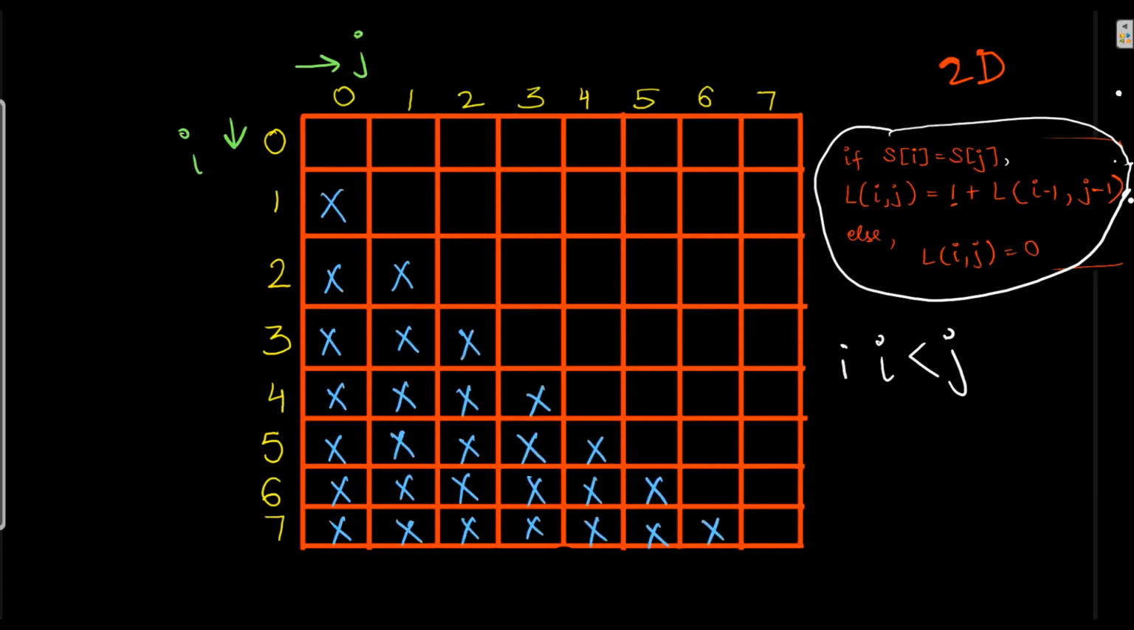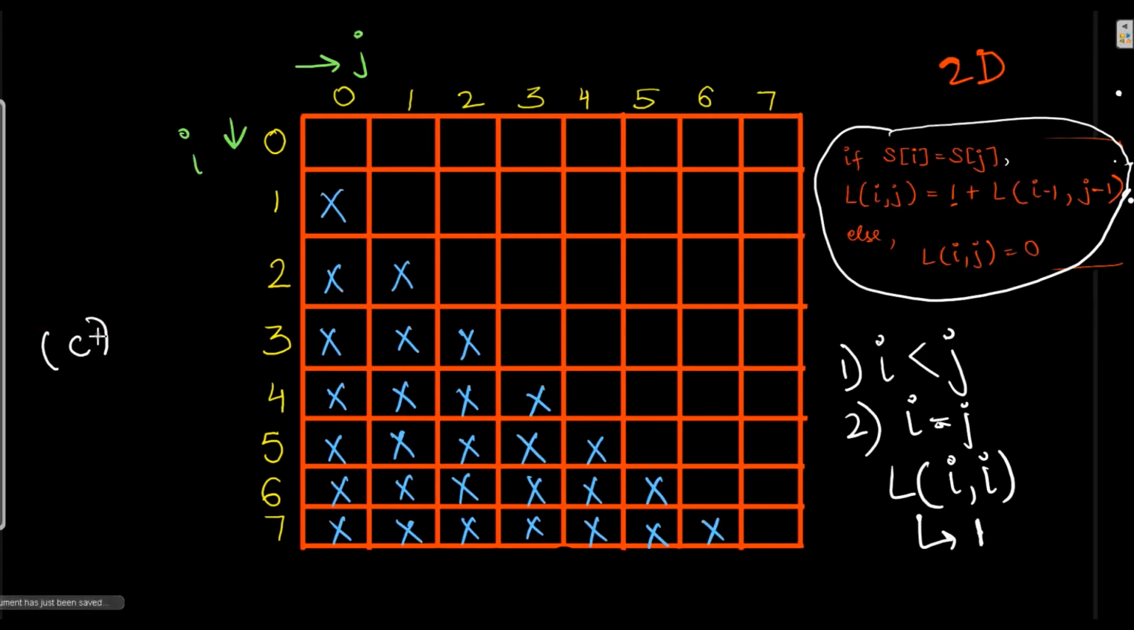Now comes the part when I is equal to J. That means if I have to deal with I with I, that means I have just one character over here. So imagine if I have just one character in my string, it won't be repeated. So I can simply put 0 over here.